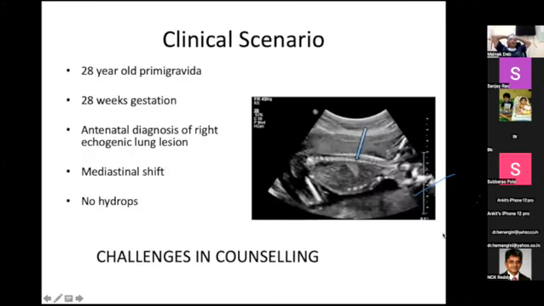So now we come back to this clinical scenario with a 28-year-old primigravida, 28-week gestation, with an antenatal diagnosis of a right epigenic lung lesion with no hydrops or mediastinal shift. This is a case where I would continue to observe, with the understanding that this is a child which has a very high likelihood of either regression or staying stable. And in most cases, even if the lesion stayed stable, the child would grow around it and would not require any aggressive prenatal intervention.